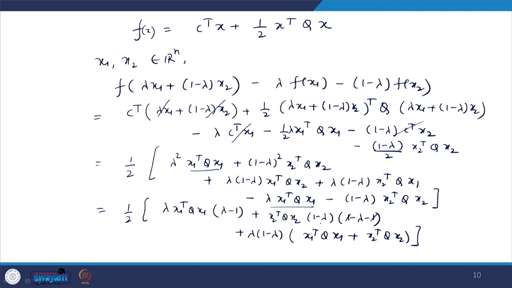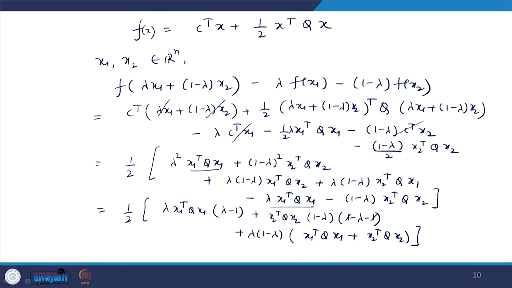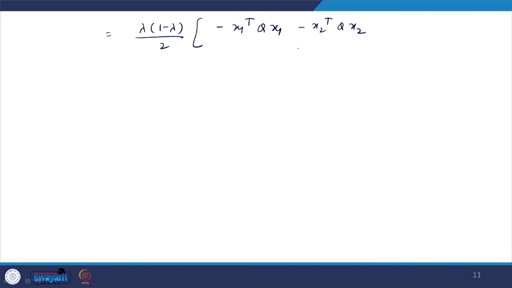What is the second term? The second term will come from here, which is minus x2 transpose Q x2. Okay. And then from here, sorry, it is x1 transpose Q x2. So, this will be x2, and it is x2 transpose Q x1. See here, it is x1 transpose Q x2. So, it is plus x1 transpose Q x2 plus x2 transpose Q x1.